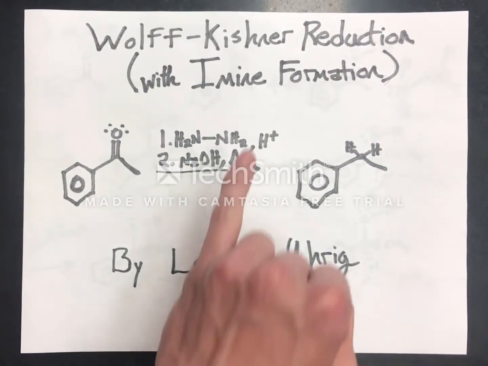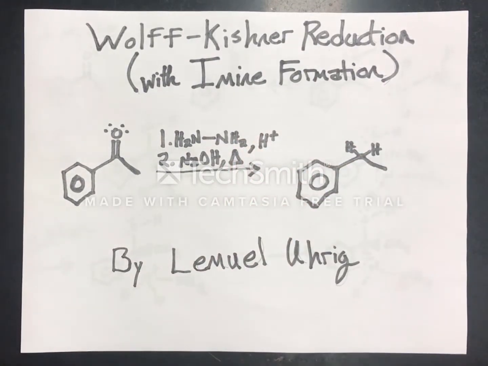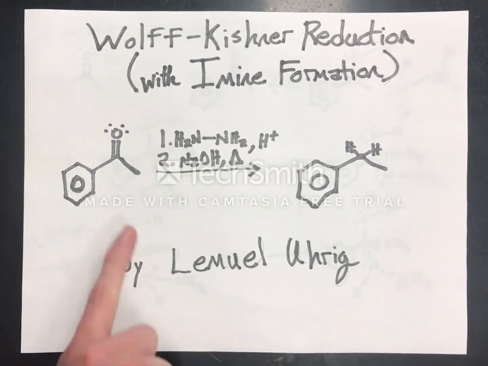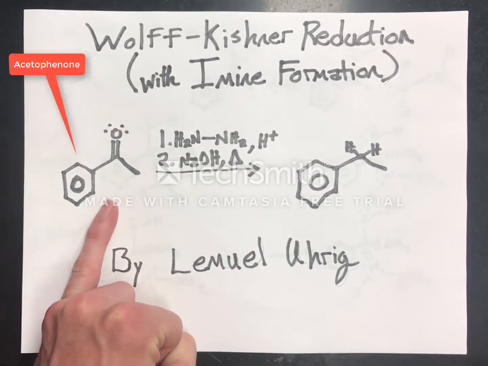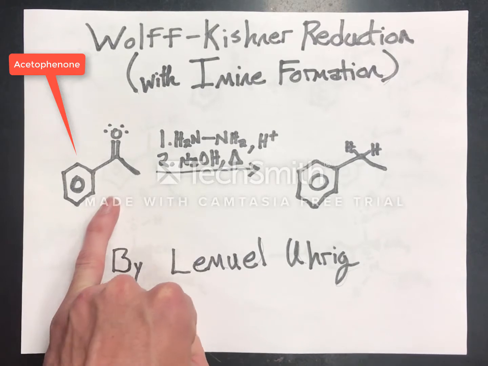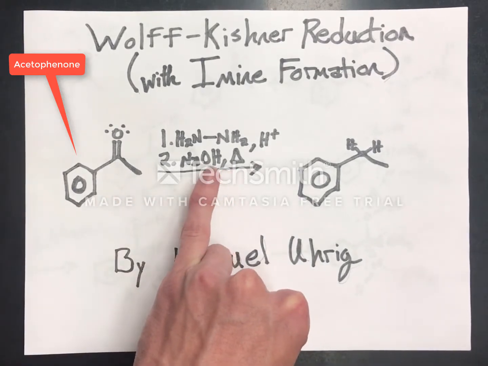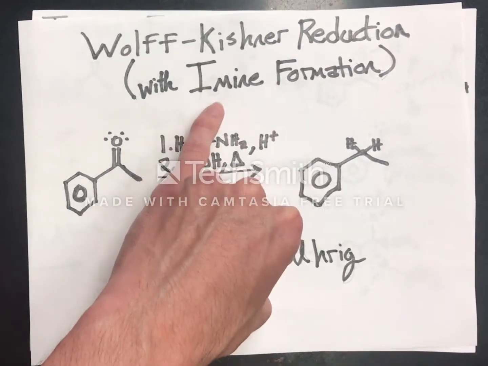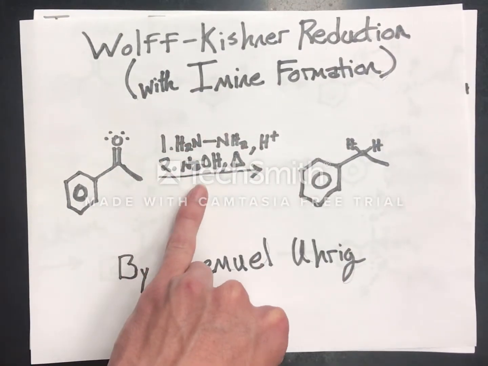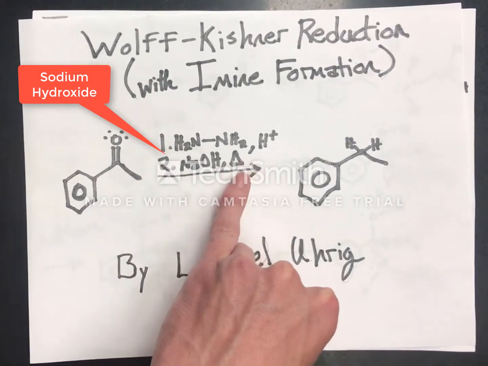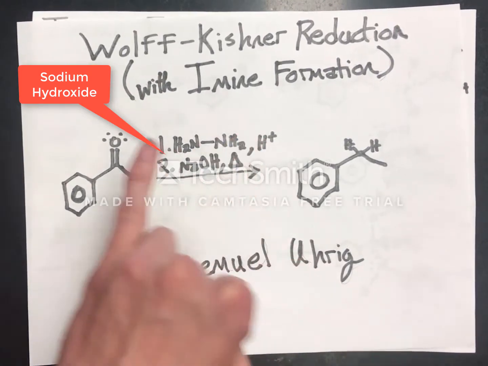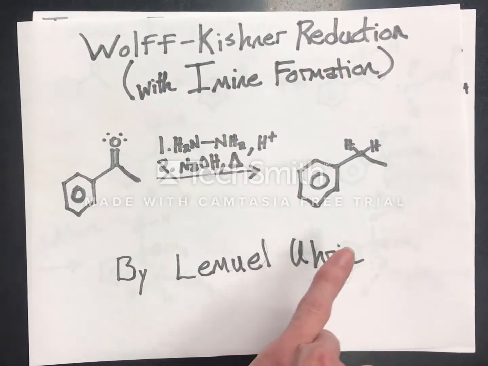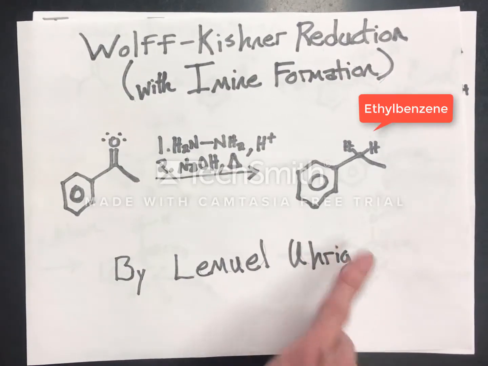We'll also be showing you imine formation, because that is a very important step in preparing for a Wolff-Kishner reduction, especially if your starting material is acetophenone like ours is. Acetophenone will react with hydrazine and an H+ to form the imine. Then the imine will react with NaOH and heat to perform the Wolff-Kishner reduction and create our end product of ethylbenzene.